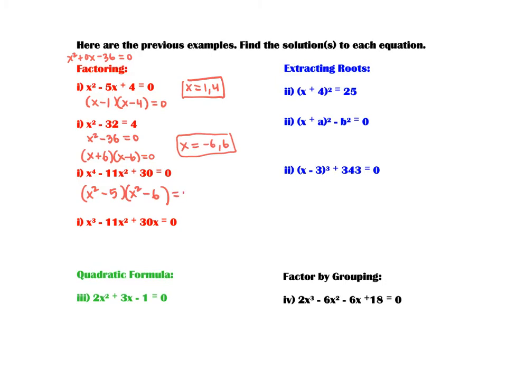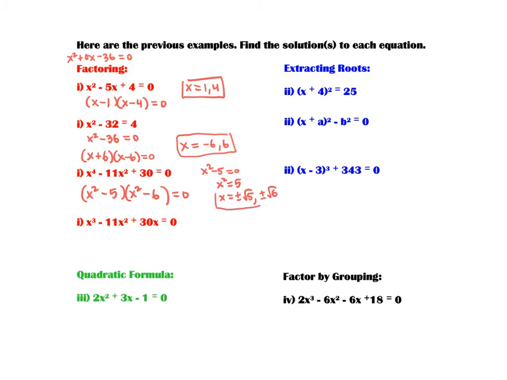separately. I could solve where x squared minus 5 equals 0. Well, that would be where x squared equals 5, and therefore x would equal plus or minus square root of 5. Same thing would be true for x squared minus 6 equal to 0. I would also get plus or minus square root of 6.